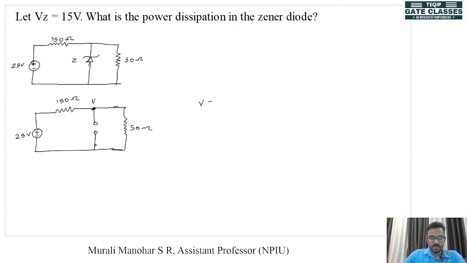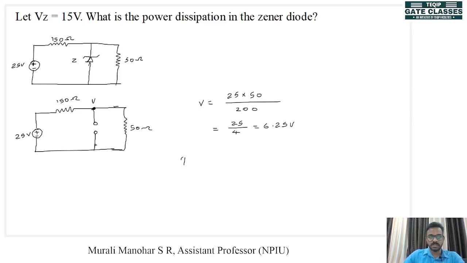Now what will be the value of V? V will be equal to 25 into 50 divided by 200, right? That is 25 by 4, which is equal to 6.25 volts. So Vz of Zener is 15 volt, and we know that if the voltage across the Zener is not above 15 volt, the Zener is not going to be in the breakdown region. So Zener is not in the breakdown region, so there cannot be any current through the Zener diode.